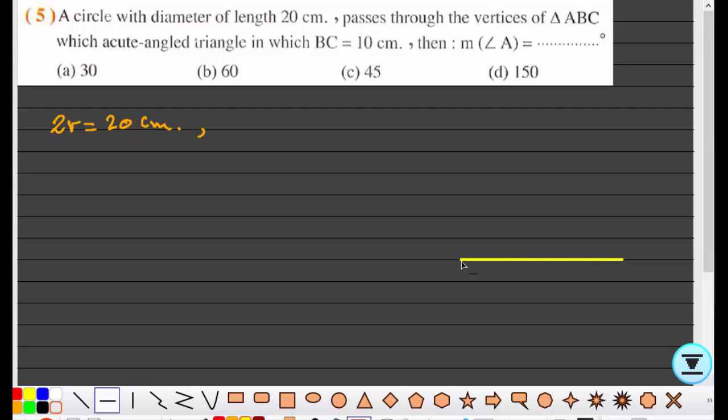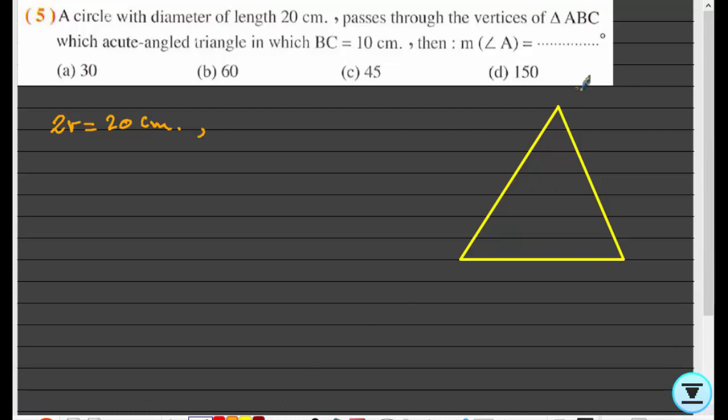Considering BC equals 10 centimeters, and this triangle is an acute angled triangle. So the measure of any angle of this triangle is less than 90 degrees. So I write A, B, C. Considering BC equals 10 centimeters. Now then measure of angle A.